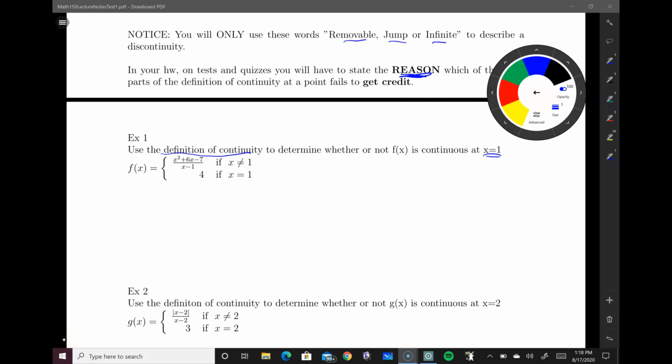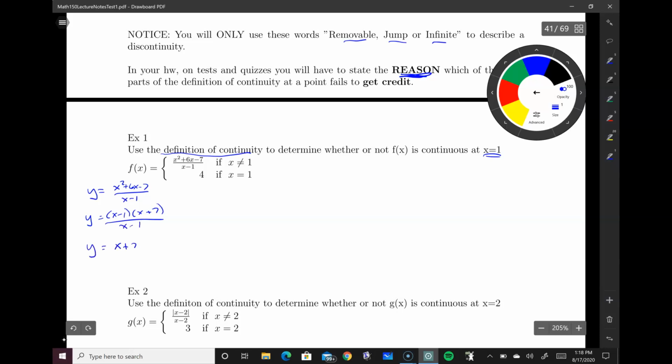Okay, time to practice using this definition of continuous or continuity to say whether a graph is or is not continuous. All right, so let's pick this function apart. This thing here is going to factor. So let's do it: x minus 1, x plus 7. So the x minus 1's cancel, so I get the line x plus 7, and you know the x minus 1 cannot be 0, so that means x cannot be 1.